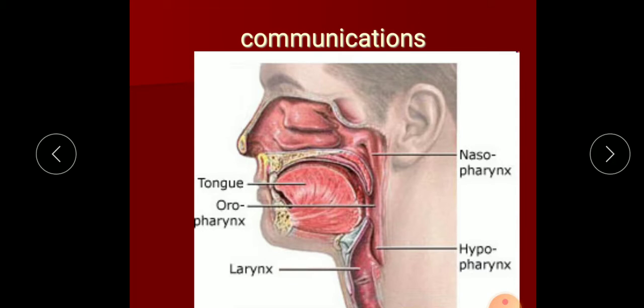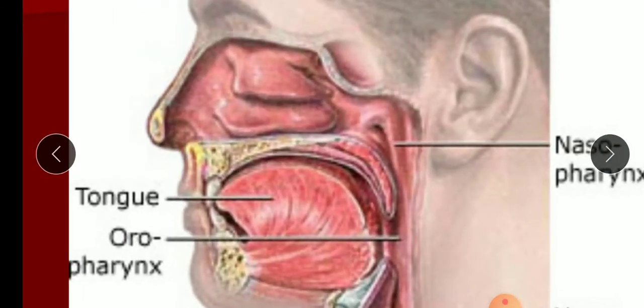One more communication is there. Are you appreciating the lateral wall? There you are seeing an opening. That is the opening of the auditory tube. Through that, the nasopharynx is communicating with the middle ear. So these are the three communications of the nasopharynx: one, with the nasal cavity through the posterior nasal aperture; two, into the oropharynx through the nasopharyngeal isthmus; and three, into the middle ear through the auditory tube.